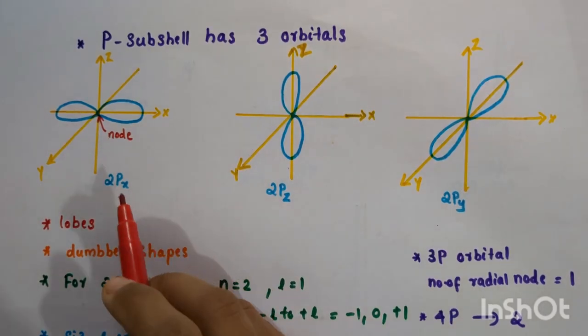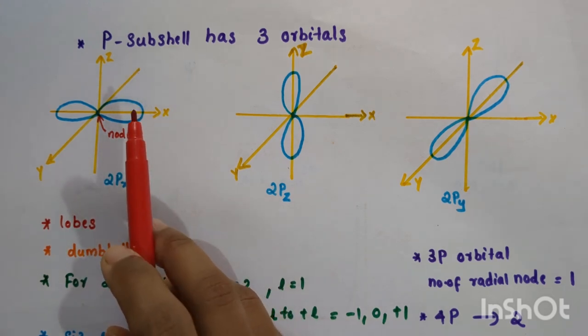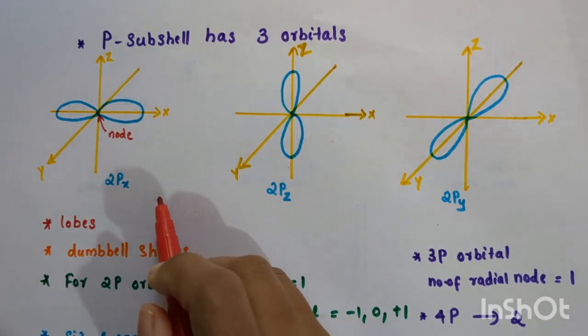Now, let us consider the p subshell. So far, we have been discussing the f subshell. Now, let us consider the p subshell. See, p subshell has 3 orbitals.